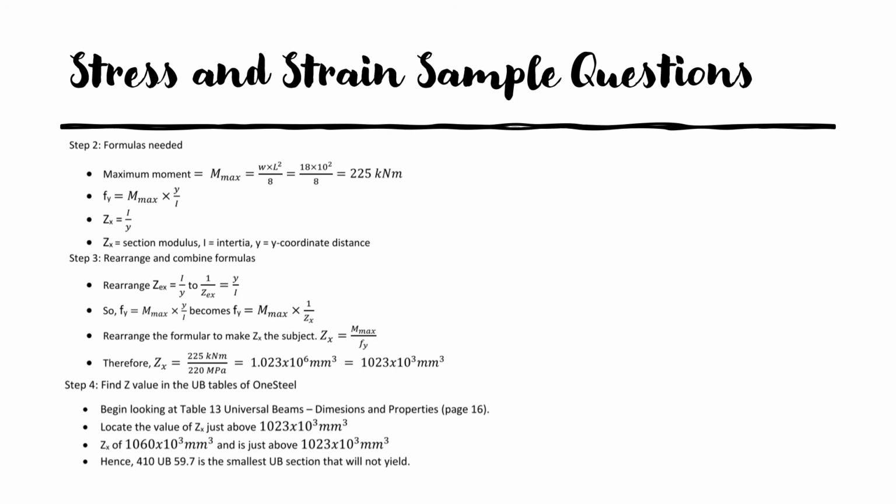The final step of solving this question is to find the nearest Z value in the UB tables of the onesteel table provided. In conclusion, the smallest UB section after we find the nearest Z value will be the 410 UB 59.7 section. And this UB section will be the smallest section that the beam does not yield.